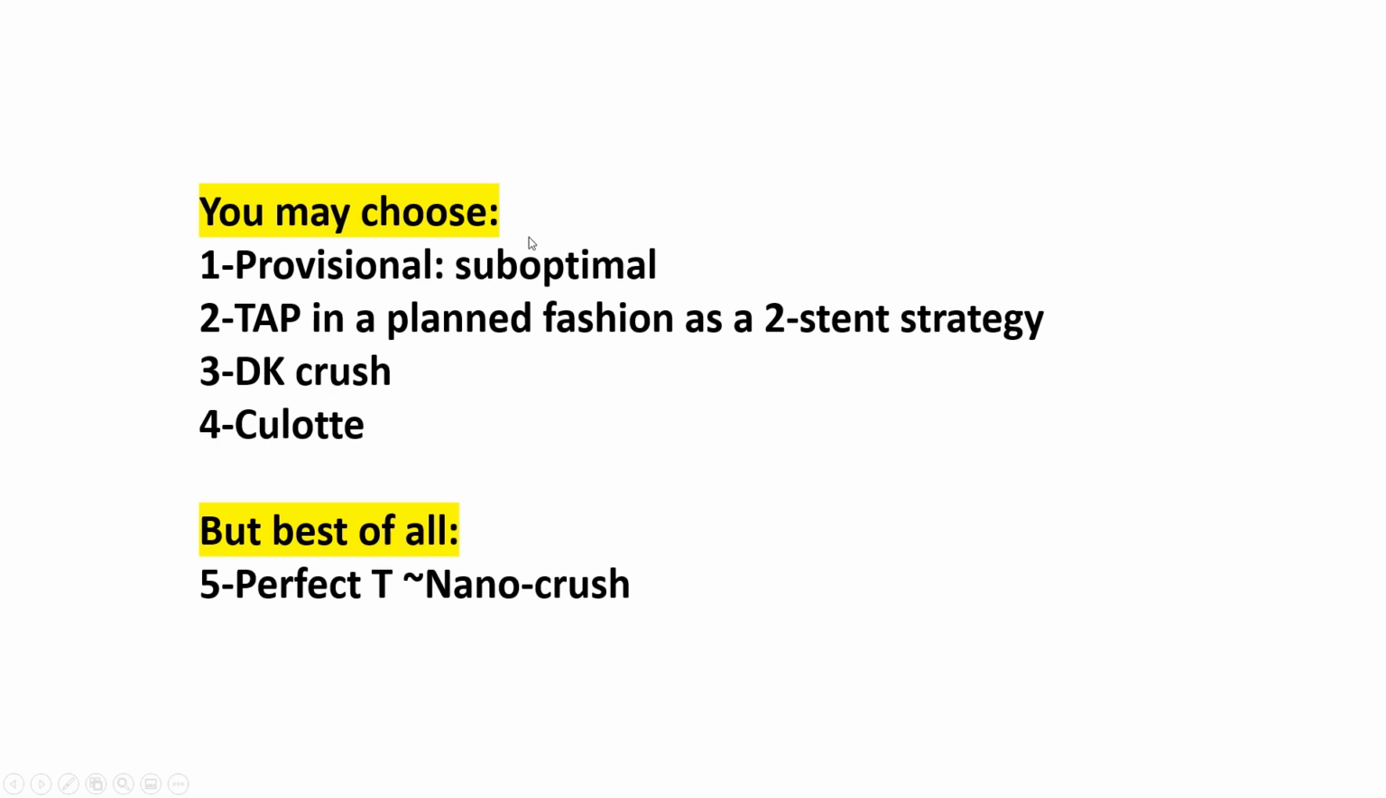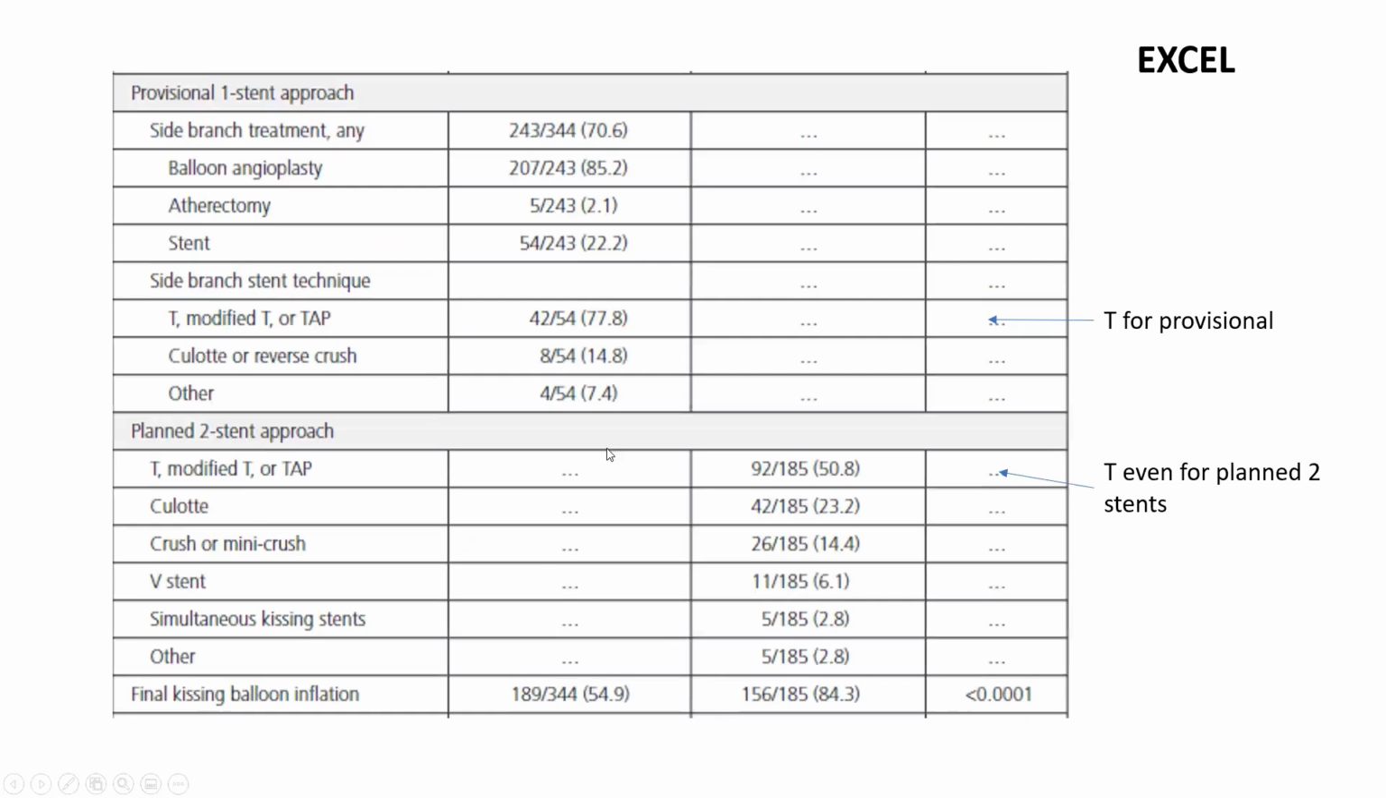Provisional, which in our case would be suboptimal but appropriate based on EBC MAIN. TAP in a planned 2-stent fashion, DK crush, Culotte, but the best technique is what I call the perfect T or nanocrush. In a lot of distal left main, maybe up to half of distal left main, this is really the best technique. So those are the 5 techniques, and I will describe the TAP and perfect T.